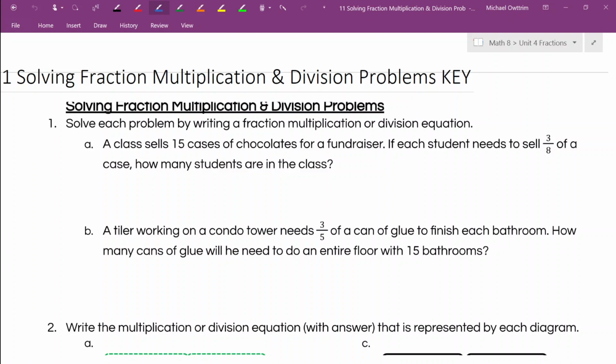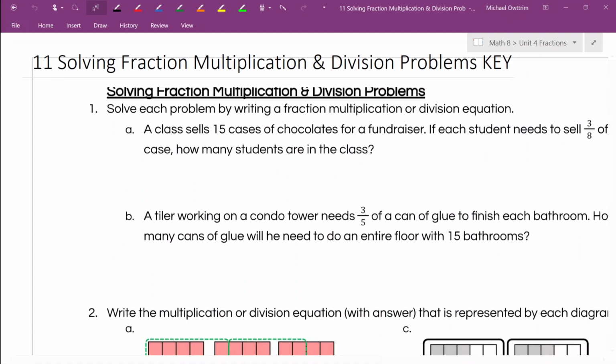And so we want to remember that multiplication means that you are starting with smaller groups and you're counting all of those groups together, whereas in division you're starting with a total amount and you're splitting it up into smaller groups. So if we think about our class sells 15 cases of chocolates for a fundraiser, and each student needs to sell 3/8 of a case, we want to know how many students are in the class.